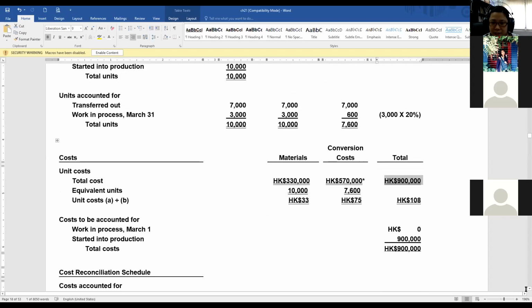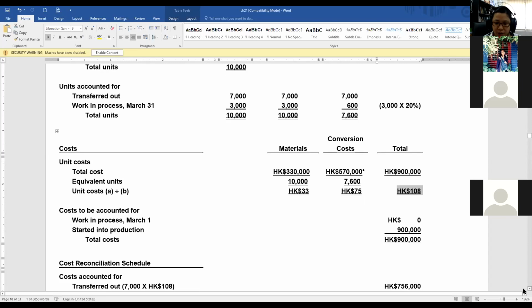Okay, can anyone tell me how much is the cost transfer out? How many units that we have transferred out? Anyone know? How many units completed and transferred out, class? 7,000. 7,000, good. So 7,000 units times the total manufacturing cost per unit is 108. Yes, and that will give you the cost of transfer out with 756,000.